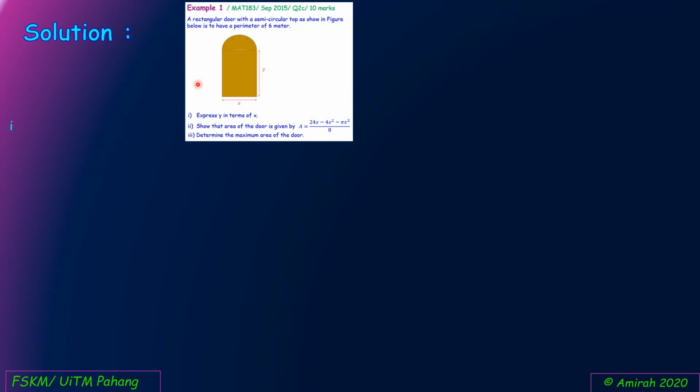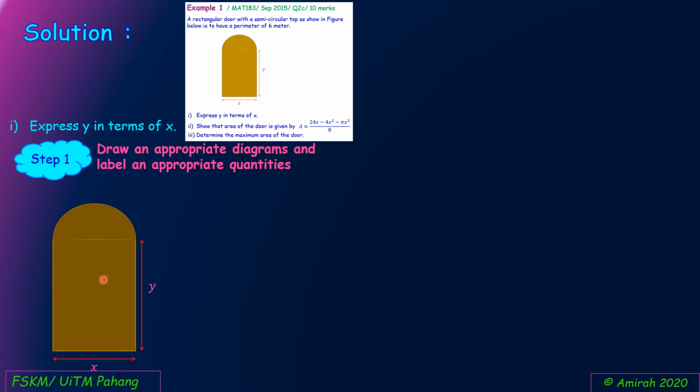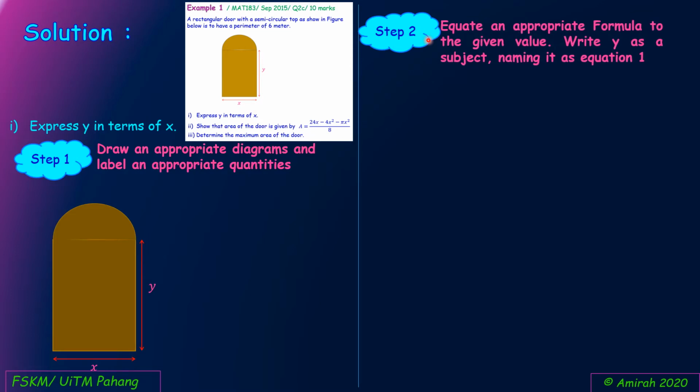From the given question, number 1, express y in terms of x. First step, we draw an appropriate diagram and label the appropriate quantities. This is the given diagram. Then step 2, equate an appropriate formula to the given value. Write y as the subject and name it as equation 1. We are given perimeter equals 6 meters.